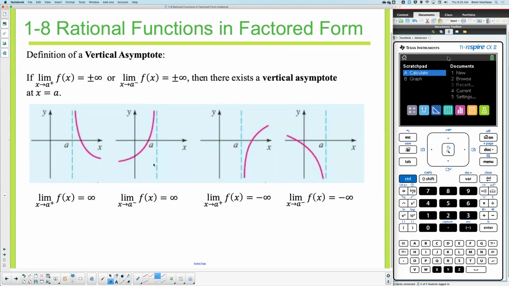This slide gives us the definition of a vertical asymptote. Now, there's something new with this that you probably haven't noticed before. And I want you to look at these limits. Let's just look at this limit right here. What do you see that's different about this limit than any limit we've done so far up to today? It has the plus sign up on the A. That's right. If you're like, wait, what does that mean?